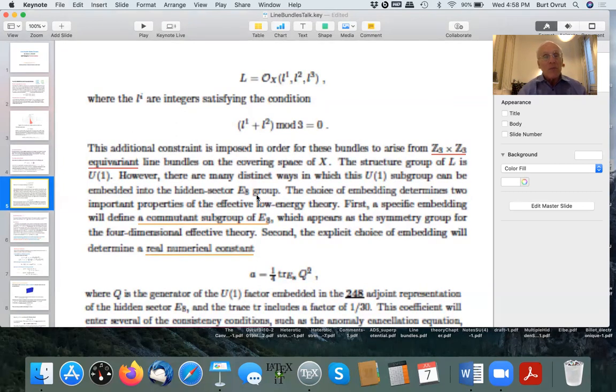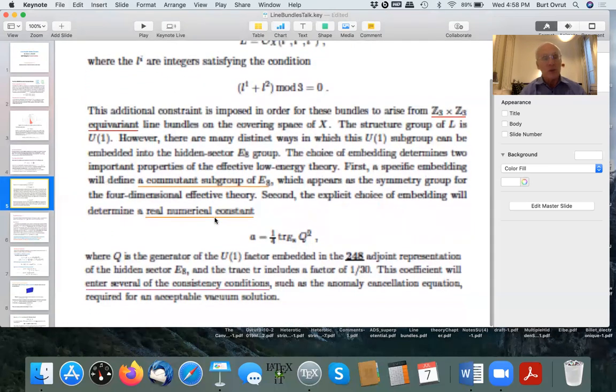Okay, but we have a line bundle, and we have to embed it into E8. So we're in a hidden sector. There's a hidden sector E8. And we have to find the embedding and the commutant inside of E8. And once we have done that, there is going to be a numerical constant, which we call little a. You find the generator of the U1 embedded into the hidden E8. That will be Q. You square it, you take its E8 trace, take a fourth of it, and you get a. A will be unity in our particular case, but it need not be if you make other choices. Okay, so that will be the embedding we will use. So I'll describe that.